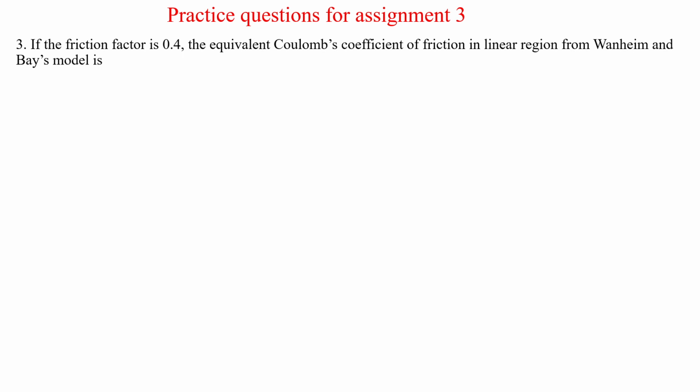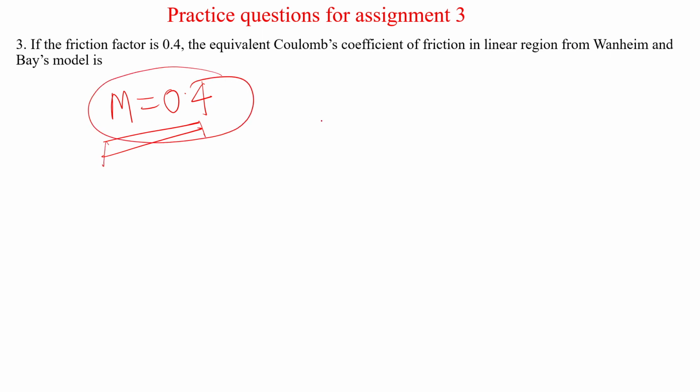Now the third question. See, the friction factor is 0.4. Now m is given as 0.4. Now the equivalent Coulomb coefficient of friction using the Wam and Bay model. So you have a formula for the Wam and Bay model. Just use that formula and find the value of the friction factor, F equivalent. Please see the formula and find the answer. Please do it.